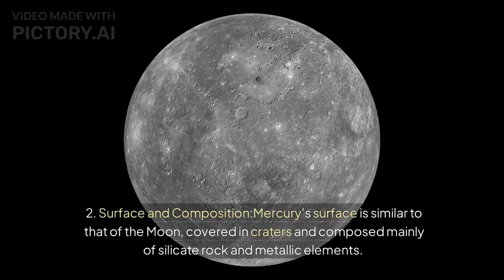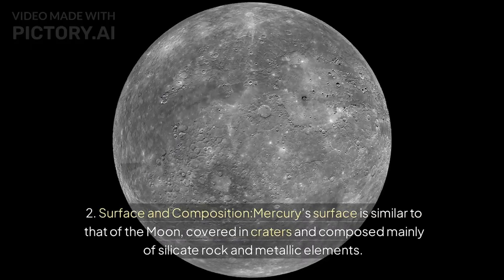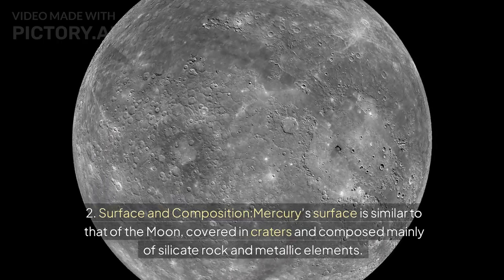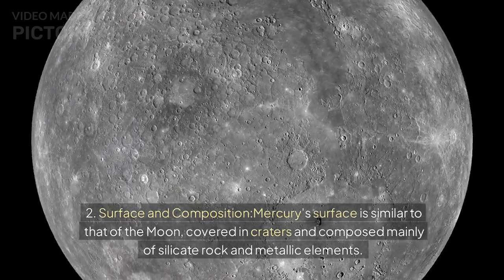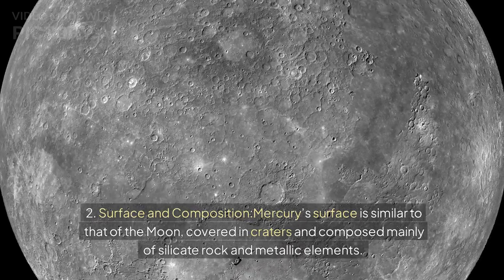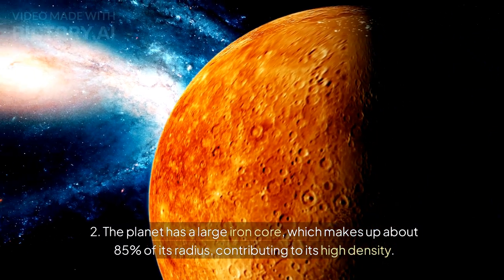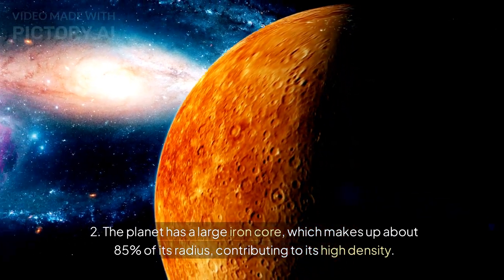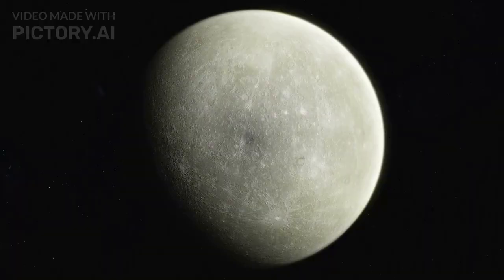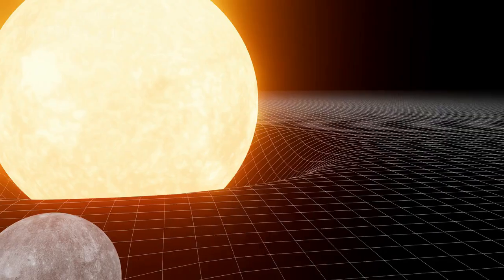Surface and composition. Mercury's surface is similar to that of the Moon, covered in craters and composed mainly of silicate rock and metallic elements. The planet has a large iron core, which makes up about 85% of its radius, contributing to its high density. Orbit and rotation.